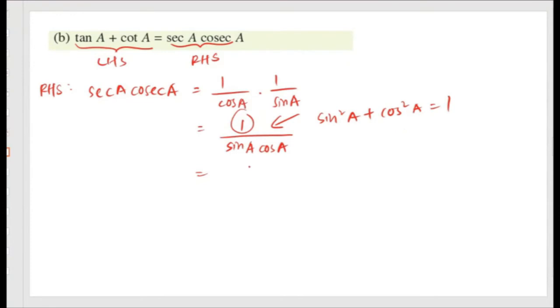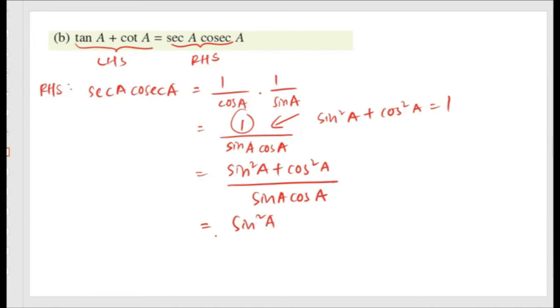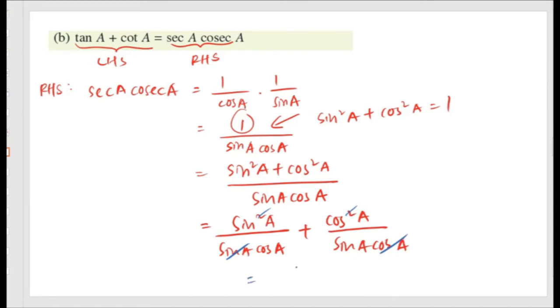So we have to put inside sine square A plus cos square A. Sine square A plus cos square A over sine A cos A. Okay, it makes it complicated. Then we separate out one by one: sine square A over sine A cos A, plus cos square A over sine A cos A. And from here, simplify. This one moves, so you will get 1 over cos A.